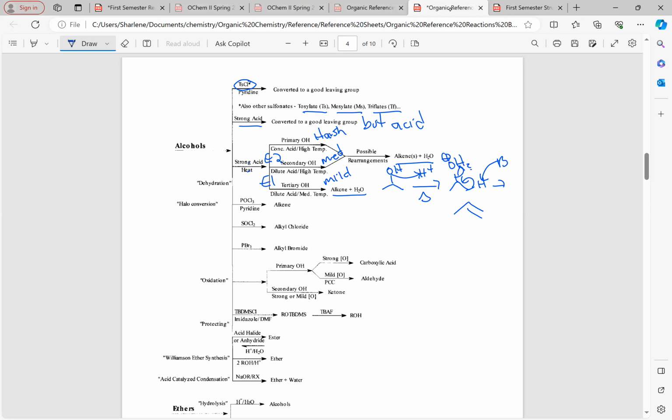All right, what is the problem with this one? Possible rearrangements because you're using an acid. So is there a way we can dehydrate without an acid? And yes. We are going to do the same thing with POCl3 and pyridine.